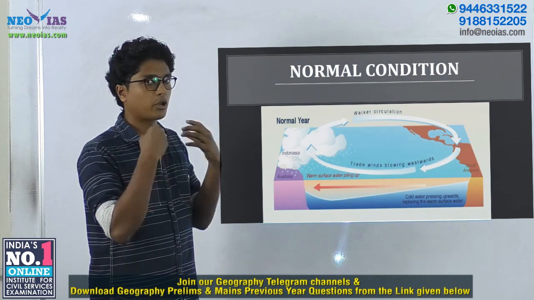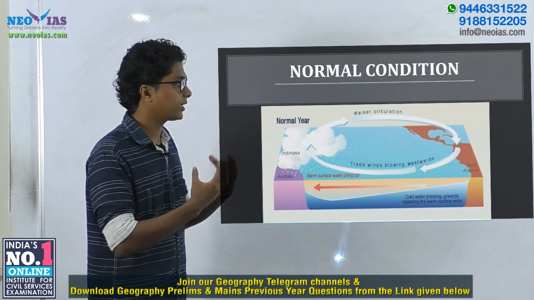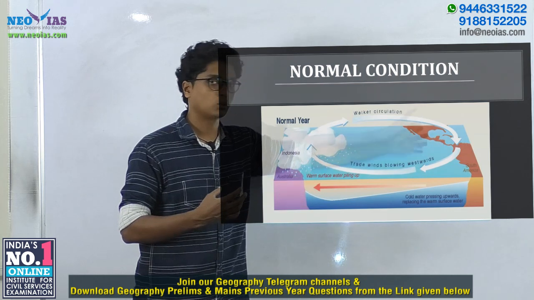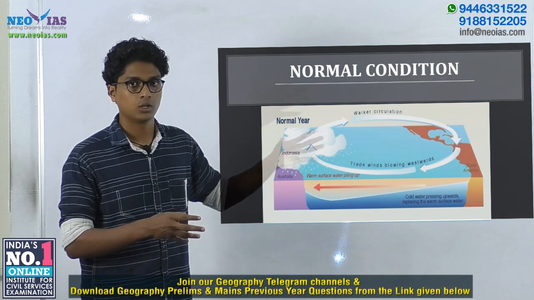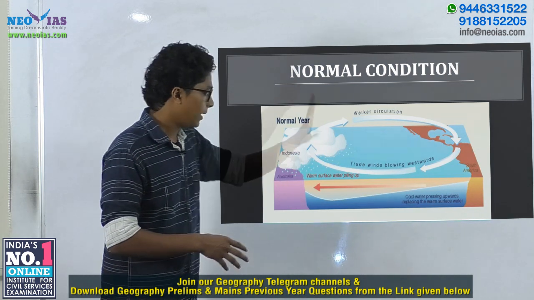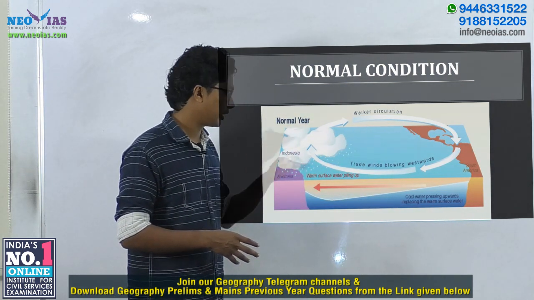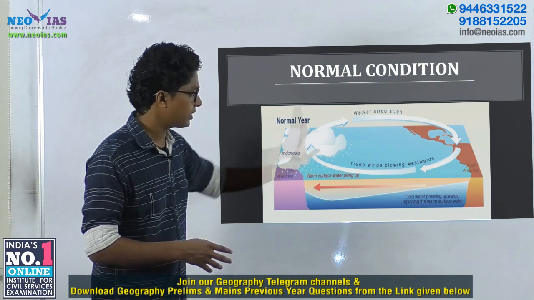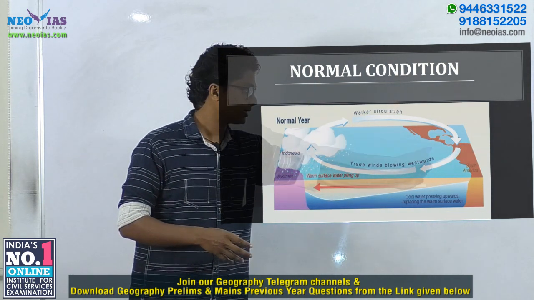Now think about this, if you can remember, what is the cold current on the western coast of South America, right? In the Peruvian coast. Obviously the Peruvian cold current, or another name is the Humboldt current. So this is the ocean condition during the normal condition. Warm water on the Western Pacific, cold water on the Eastern Pacific, right?